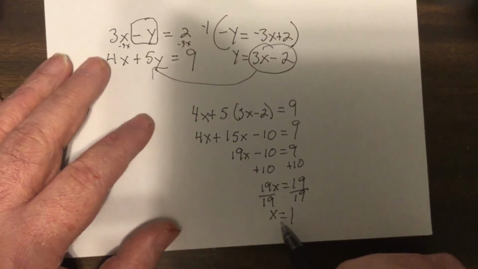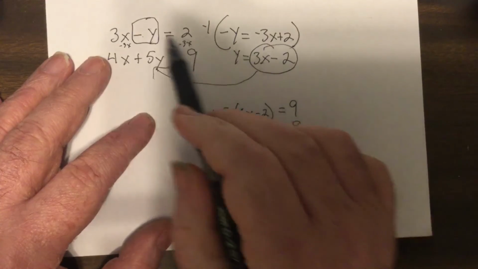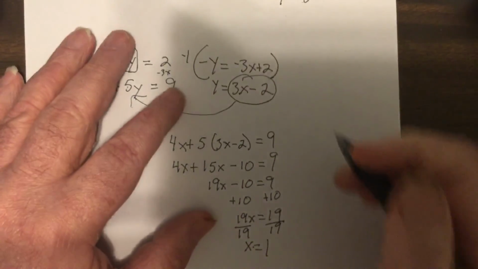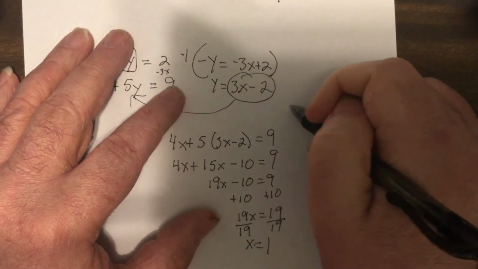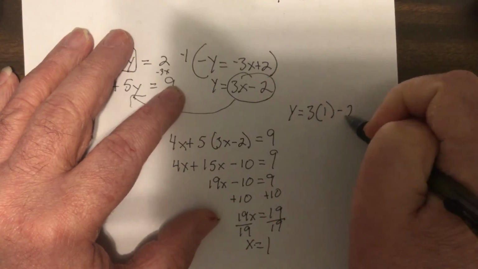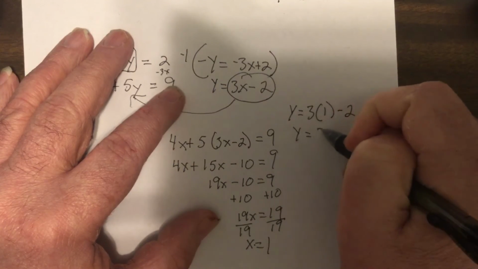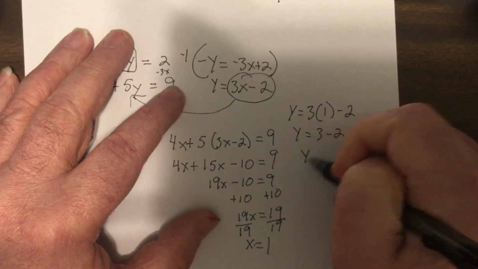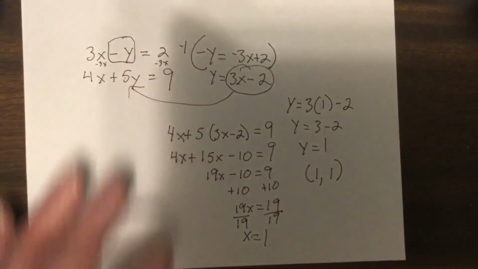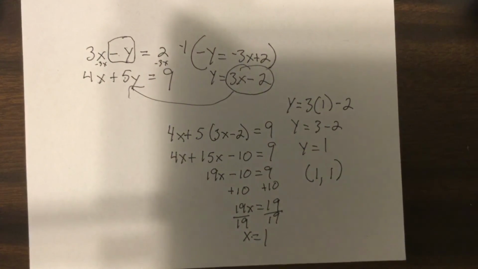So now I'm going to take this and put it in either here, here, or here. You decide to find what y is. I'm going to put it in here. So we'd have y equals 3 minus 2, so y equals 1. So there's one answer. It means it's an intersection.